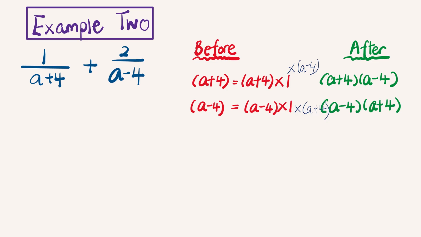All right. So now we have determined the lowest common multiple for both terms. This is what we need to do next.